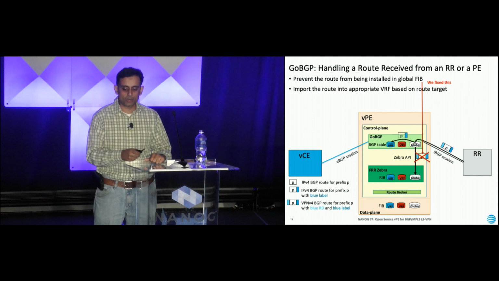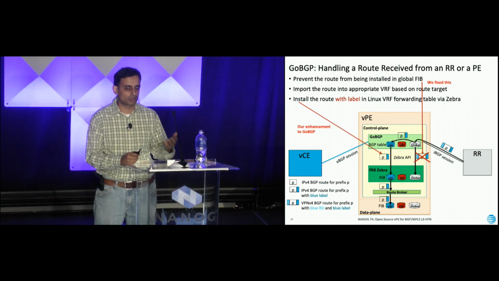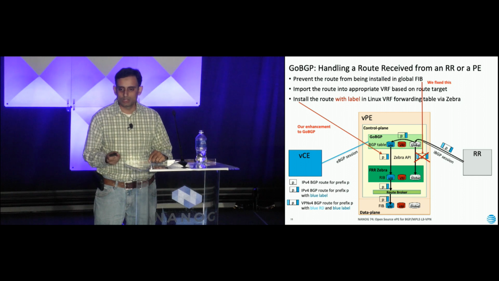The route is then imported into the blue VRF, and when it is imported, the route distinguisher is removed and the route essentially becomes an MPLS labeled IPv4 route. So the blue label is still associated with the route. And then eventually this route, after it goes through the route selection process, needs to be installed into the RIB and down into the forwarding table. And again, here we had to make some enhancement to make sure that the route was installed into the forwarding table with the correct label.